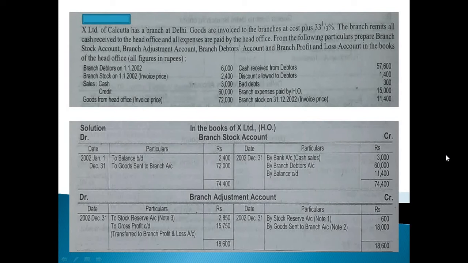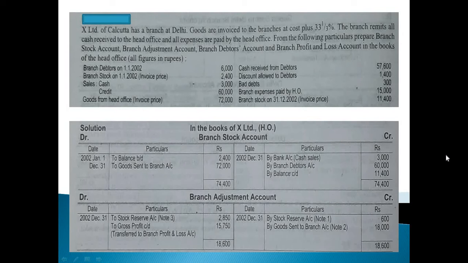Then you have to prepare the branch stock account, the branch adjustment account, the branch debtors account, and the branch profit and loss account. So now if you look at the first account, that is the branch stock account, all items related to stock have to be shown under this account. Now from the problem, you'll have the opening stock under the branch of rupees 2,400. Then you have sales, both cash sales and credit sales. Cash sales will be through the bank account and credit sales will have to be transferred to the debtors account.